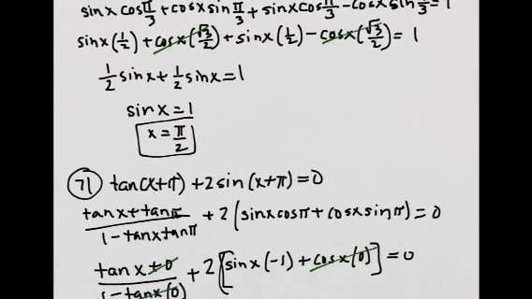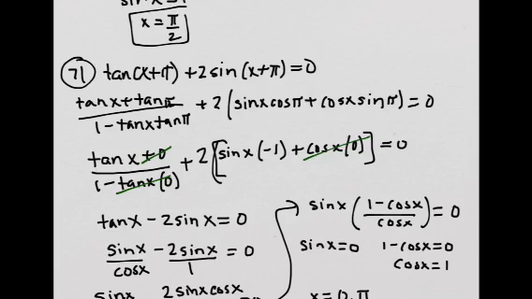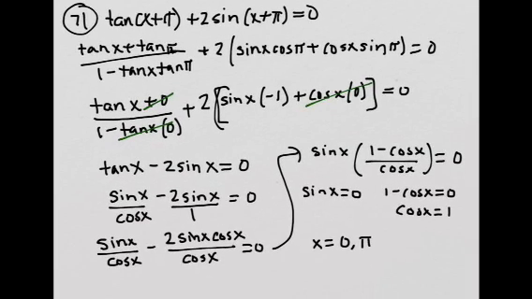So for 69 on, we're not verifying, we are solving for x. We're solving the equations, right? So 71, you have tangent x plus pi. So that's what you have right here, a tangent a plus b formula. And then 2 sine x plus pi. Notice I put the 2 outside. And this is all the sine a plus b formula right here.